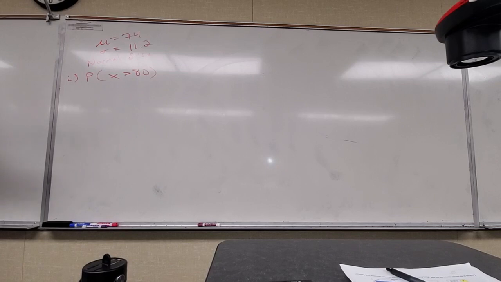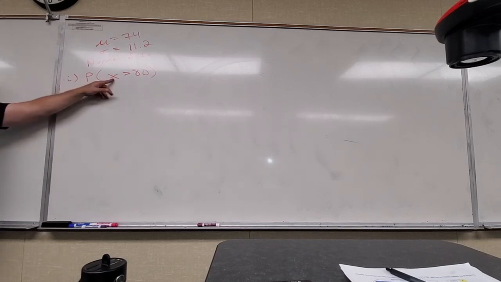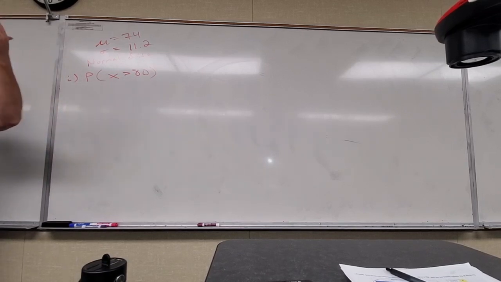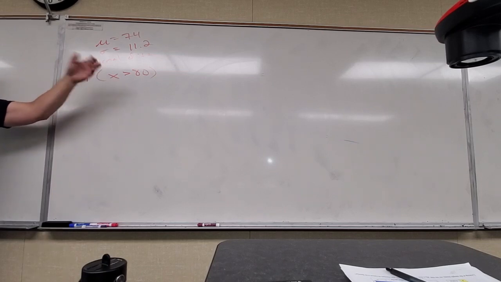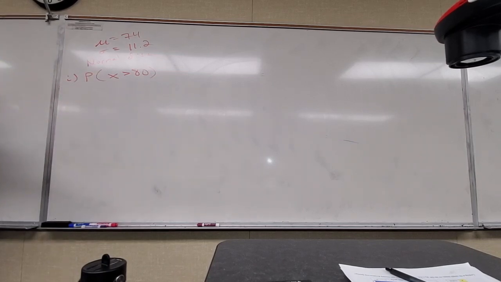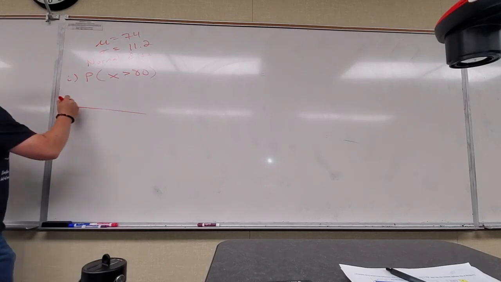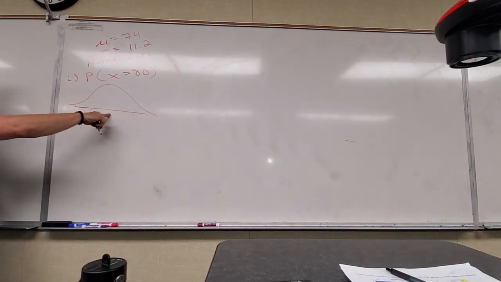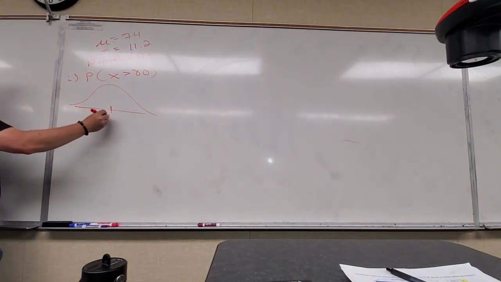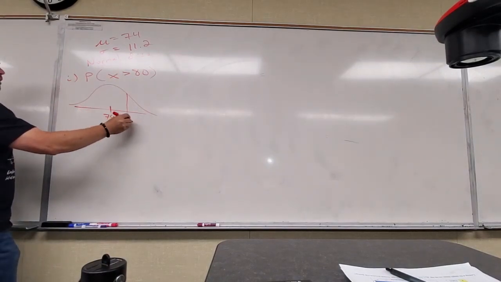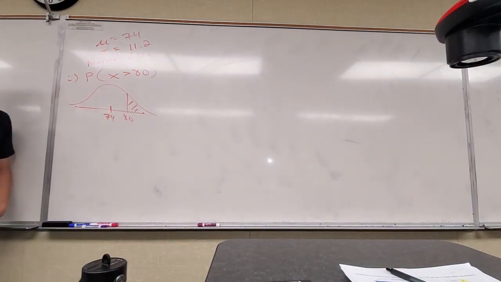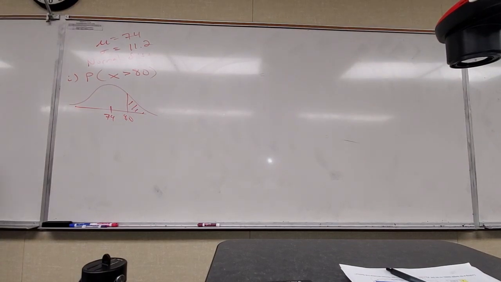Did I take a sample? I haven't taken a sample. I said the probability that one student has a grade above 80. Have I taken a sample of students? No. Am I asking about the sample mean? No, because you don't have a sample. This is just like what we were doing earlier. Can you draw the picture? What goes in the middle? 74. 80 goes about here, and I want to know greater than that. This is a quick little review of the stuff we already did.